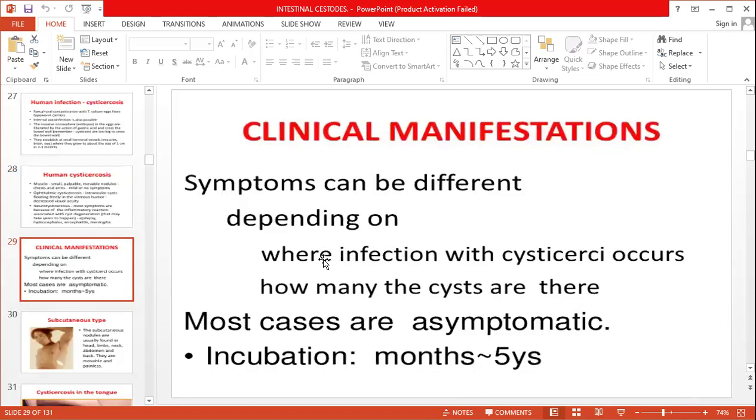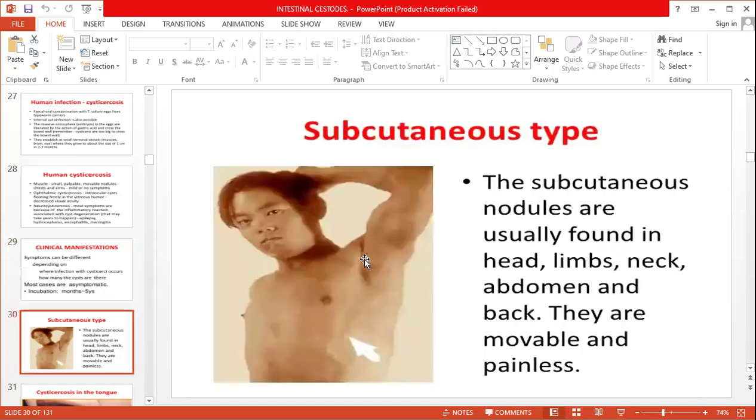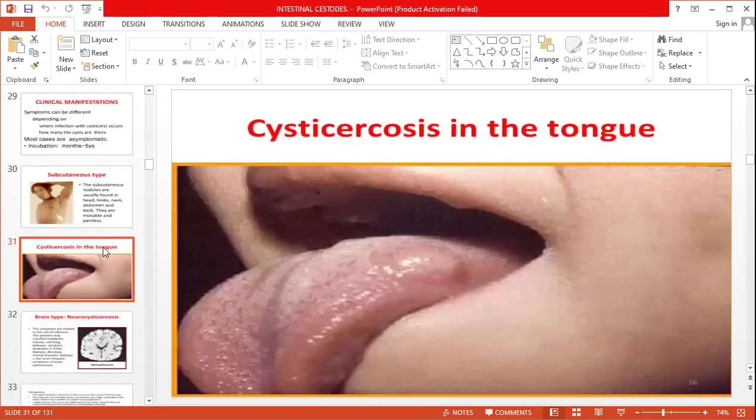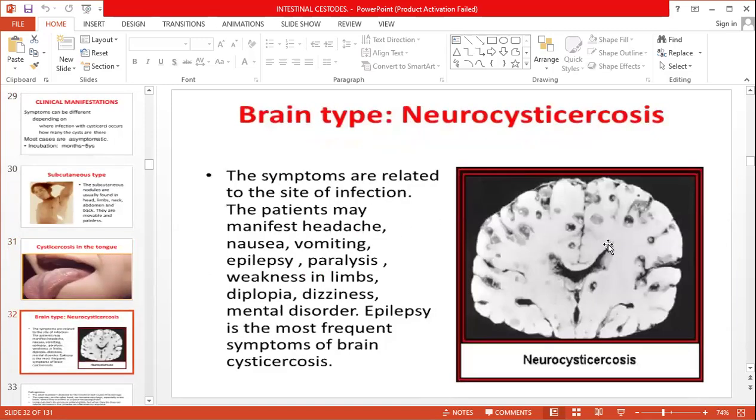Symptoms can differ depending on where the cysticercosis infection occurs and how many cysts there are. Most cases are asymptomatic. The incubation period is up to 5 years. Subcutaneous nodules are found in the head, limbs, neck, abdomen, and back. This occurs in the tongue also. When the brain is infected, it is known as neurocysticercosis.